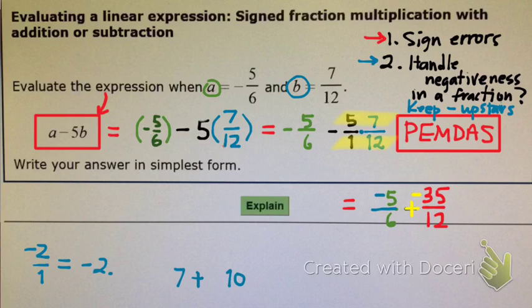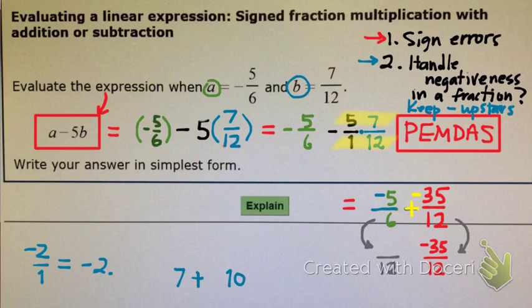12 happens to work, yeah. That's the smallest number that we can make a common multiple of both 6 and 12. The virtue of using 12 also is it means we don't have to change the fraction on the right. It already has a denominator of 12, numerator of negative 35, right? But the fraction on the left doesn't.